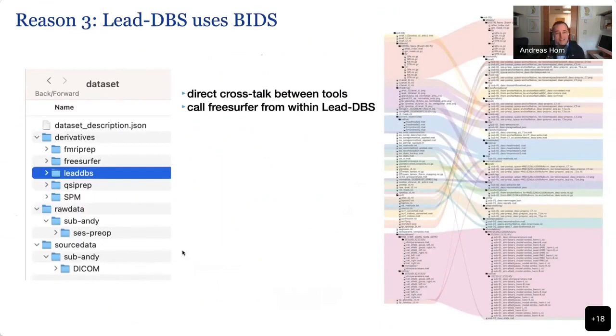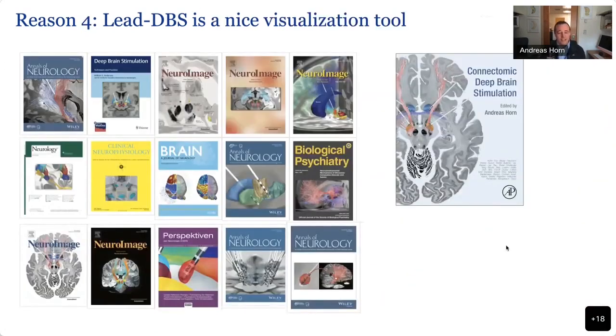It uses BIDS since the latest version, so it really integrates well with other tools. You could do the normalizations in LeadTBS, for example, and I can come to that, and then use fMRIPrep for other things, and you can even trigger FreeSurfer from within LeadTBS. So it is a nice integrative tool. It has a command line interface as well, and so forth.